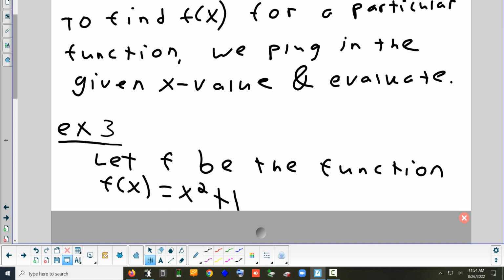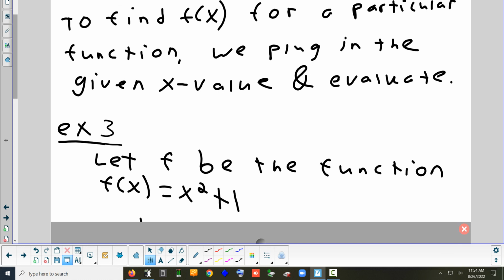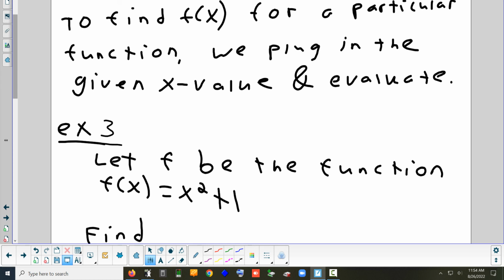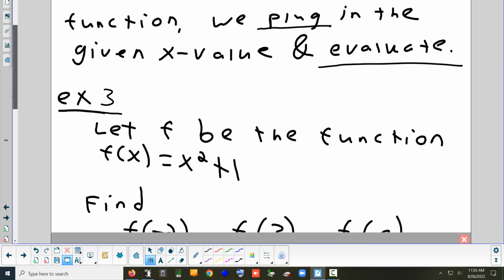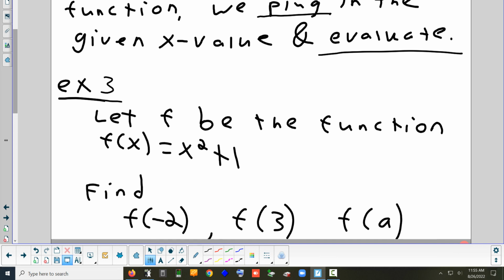So sometimes what they'll ask you to do is evaluate a function, which means to take a number, plug it in, and simplify. The number that you plug in is going to be given to you. They'll ask you to put a certain number in, and they'll also give you the formula they want you to use. So we're going to take a number that we're given, plug it in, and simplify. Here's the formula we're going to try: x squared plus 1. Let's try finding those three things.